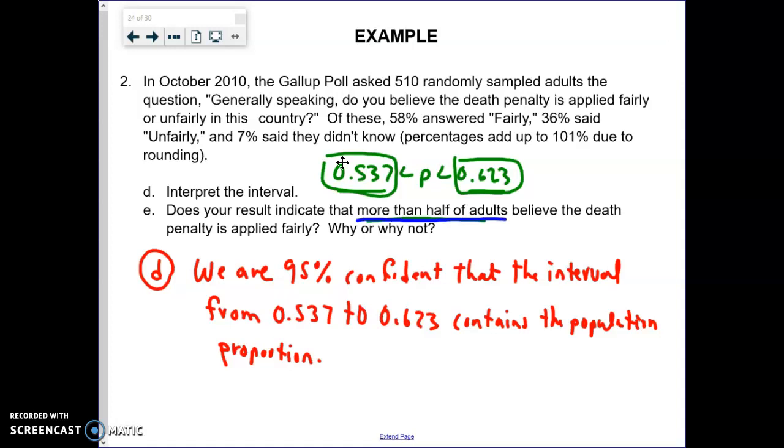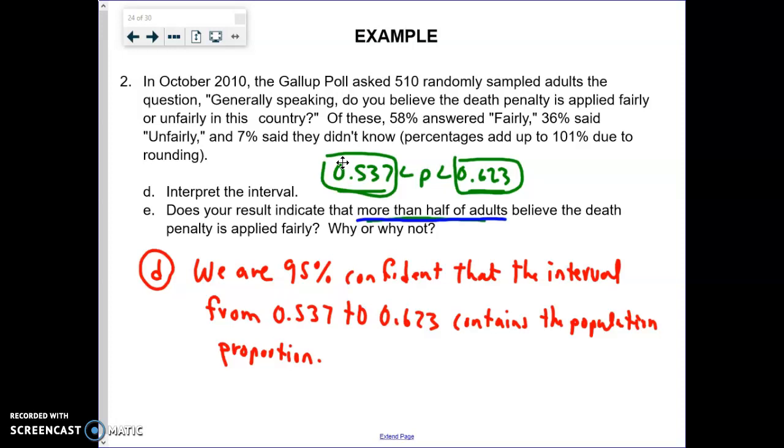Because our interval is above 0.5. If our interval would contain 0.5 or be less than 0.5, we couldn't make that statement. But we do feel like the population proportion of adults that believe the death penalty is applied fairly is above 0.5 because our entire interval is above 0.5.